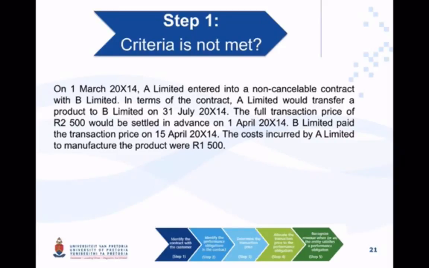Looking at a basic example of this, just for illustrative purposes, there might be a case of A Limited entering into a contract with B Limited, and A Limited will transfer a product to B Limited on 31 July. The full transaction price, though, is payable on 1 April, which is in advance of when the goods will be delivered.